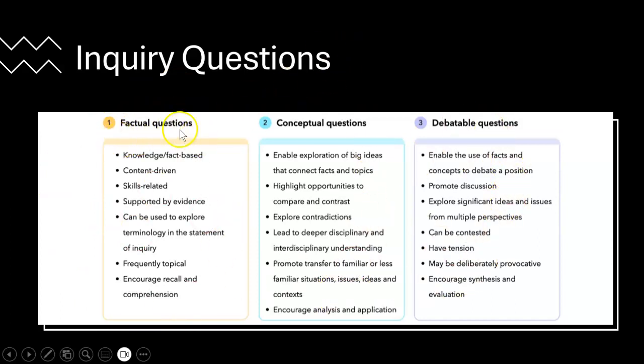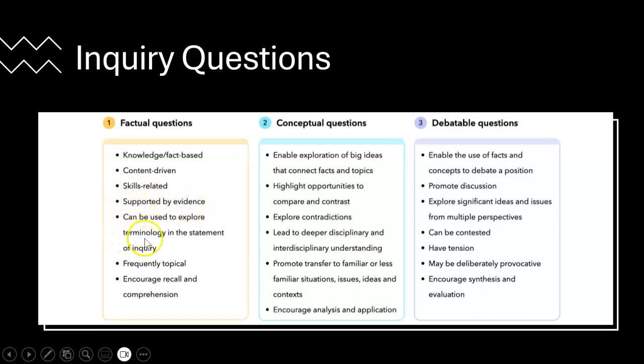So our factual questions, these are going to be like our level 1 knowledge, just fact-based. We can have some content terms in here. It's not against the rules anymore like it was for our statement of inquiry. They can be content related, they can be skills related. We want them to be supported by evidence.